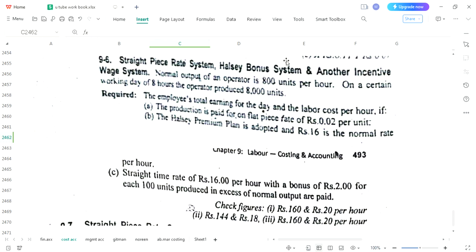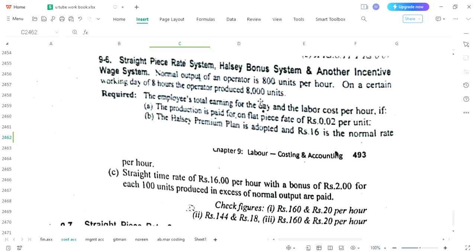Now here, the question is in front of you. There are a few lines written here, but you can check the answers 1, 2, 3, 4, 5, 6 that we need to calculate. There are three methods, A, B and C, with which we will calculate the labor cost of a single worker. Normal output of an operator, meaning there is only one worker, has been set at 800 units per hour. On a certain day of 8 hours, the operator produces 8000 units.